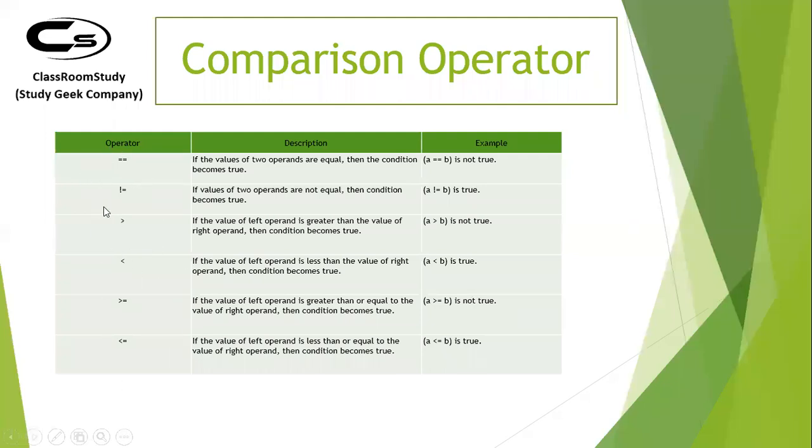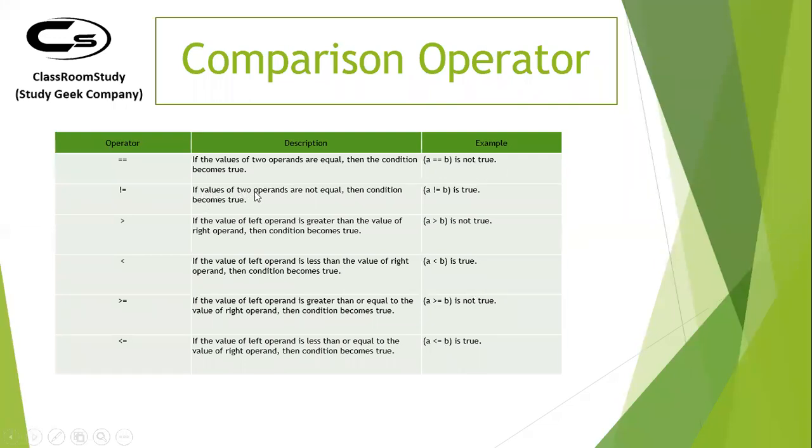Now let's quickly talk about these. Comparison operator means the first one we have is double equal to. Double equal to means if the values of two operands are equal, then the condition becomes true. So if you see A equal B, that means if both these values are equal to each other, then the output is true, otherwise false.